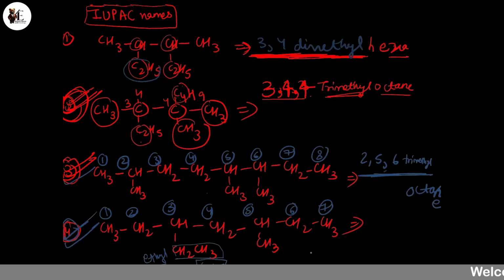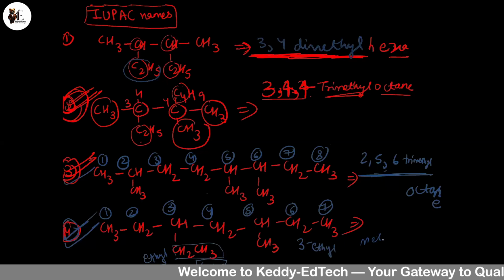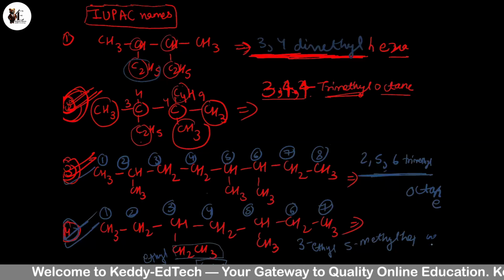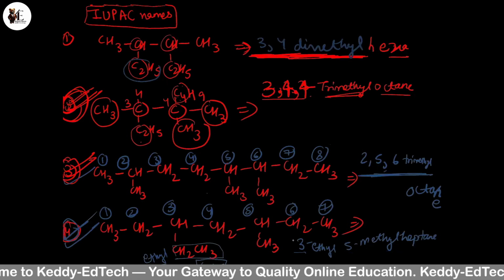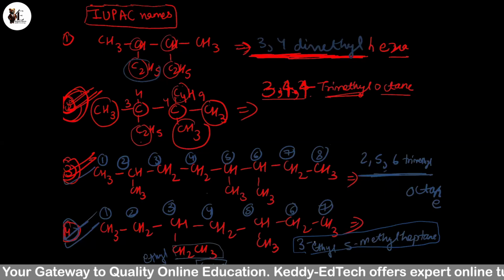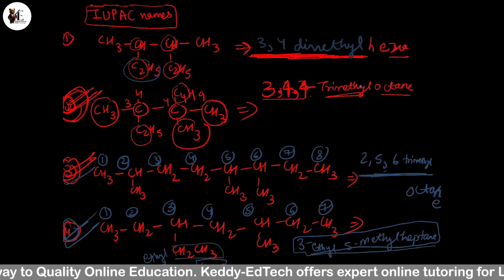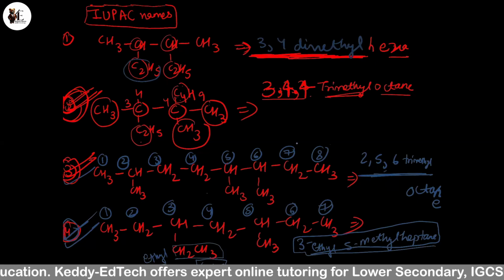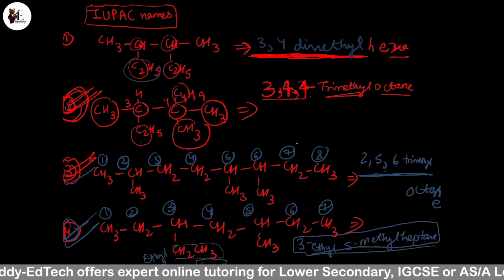Okay. So it would be 3-ethyl, 5-methyl heptane. What do you think, Shama? Is it correct? Yes, absolutely, it's correct. Okay, so these are some IUPAC names which you have to practice. So let's wrap up the session here only.